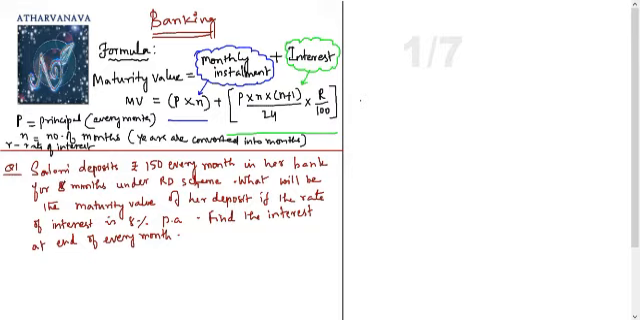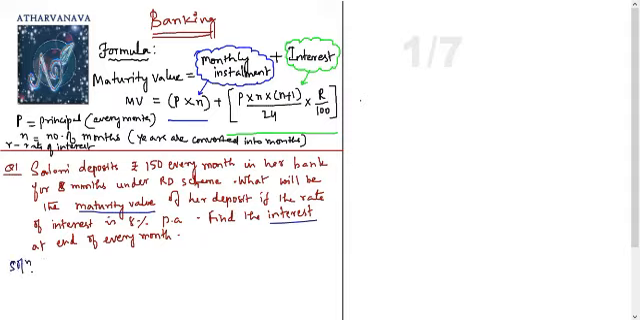Simple question which says Saloni deposits ₹150 every month in her bank for 8 months under RD scheme. What will be the maturity value of her deposit if the rate of interest is 8% per annum? Find the interest at end of every month. Okay, so there are two sub questions actually in this. One is you have to find the maturity value, and the second thing is you have to find the interest as well. Okay, so let's begin with the solution.